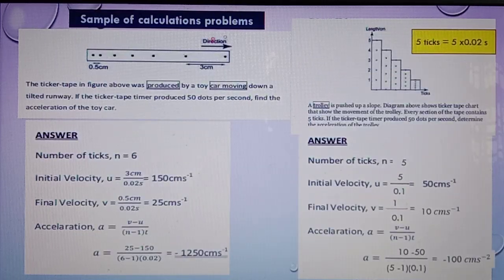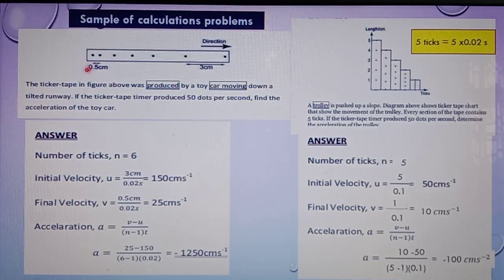So look at some sample calculation problems. So let's say we have this ticker tape. Okay, so this ticker tape consists of how many ticks? 1, 2, 3, 4, 5, 6. 6 ticks. Direction is to the right, meaning this one is the first dot. It's very important to detect which one is the first dot and final dot, because you are going to calculate initial velocity and final velocity in order to calculate acceleration.